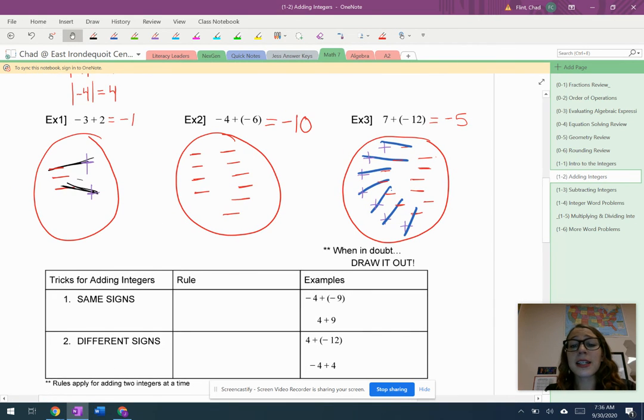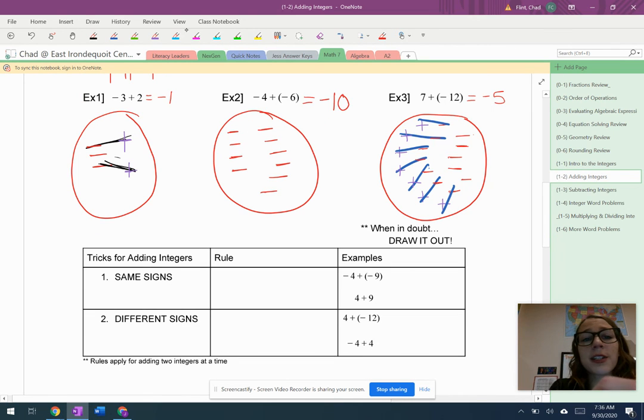So do not hesitate to draw it out when you need to. That's what this fabulous little bubble down here says. That's a little too bright, I think. When in doubt, draw it out.